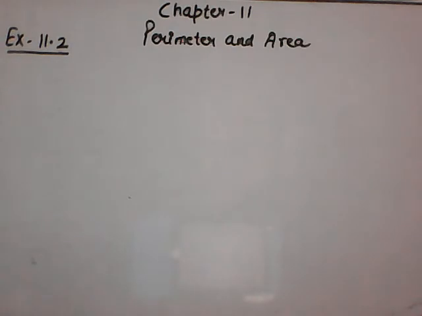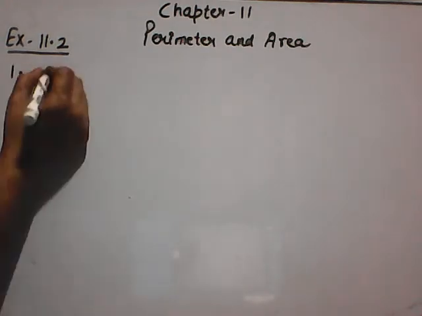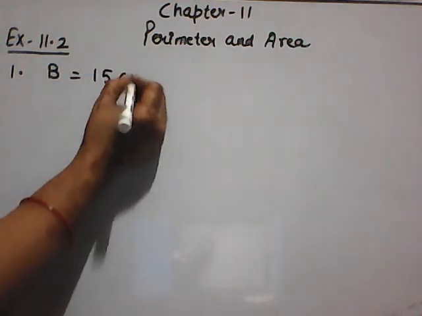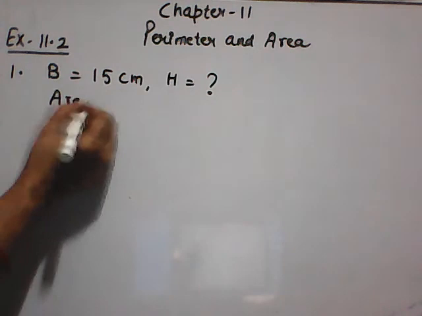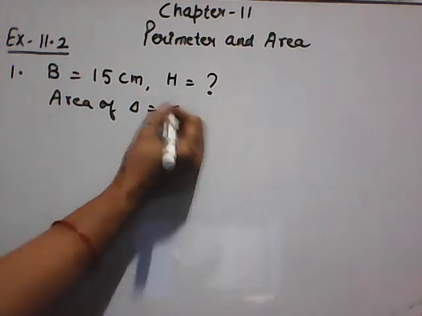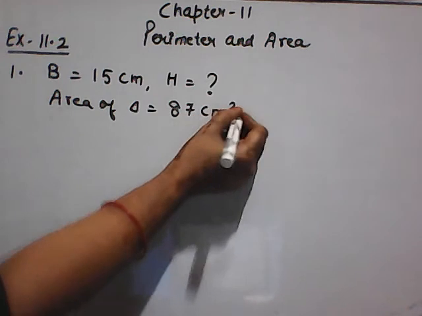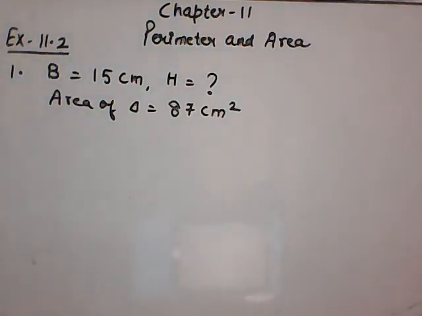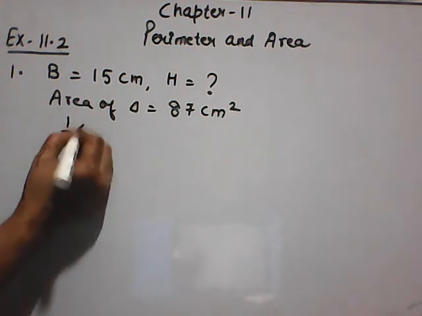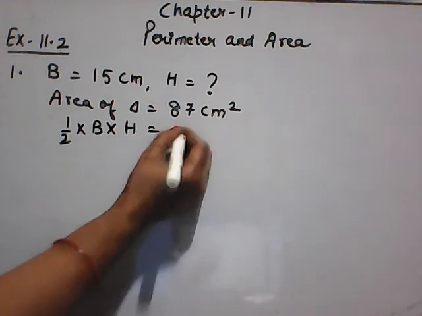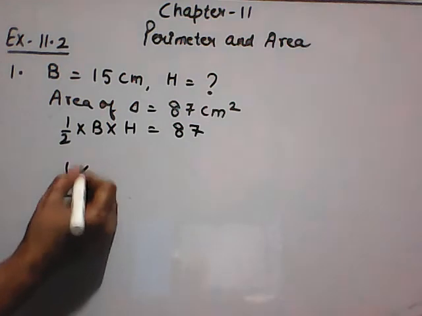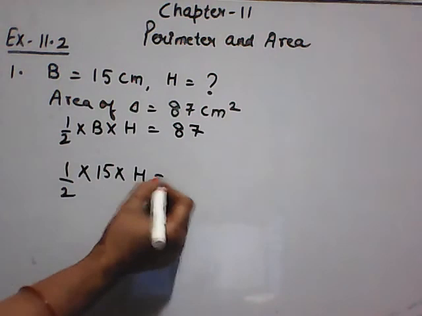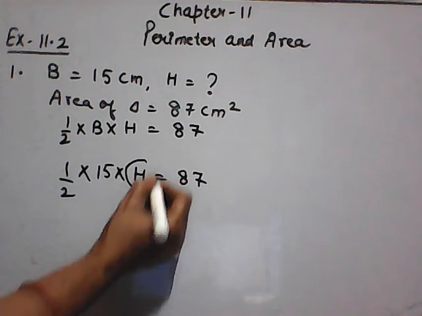Suppose it is given to you, base of the triangle is 15 centimeter. You have to find out the height of the triangle, and area of triangle is also given to you, that is equal to 87 centimeter square. Now we know that formula of triangle is 1 by 2 into base into height, that is equal to 87. Now 1 by 2 into 15 into height is equal to 87. Now you have to find out the value of height.